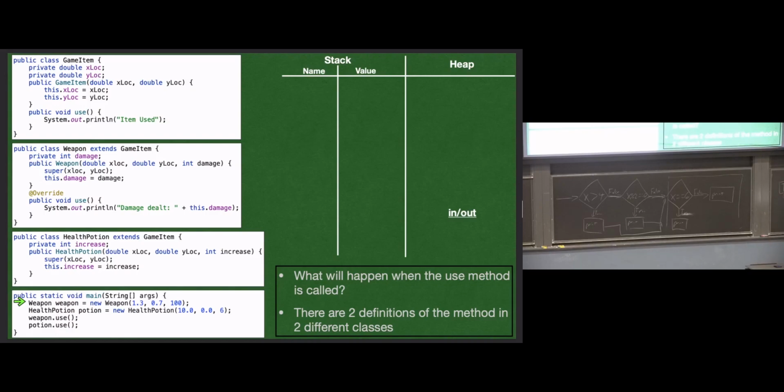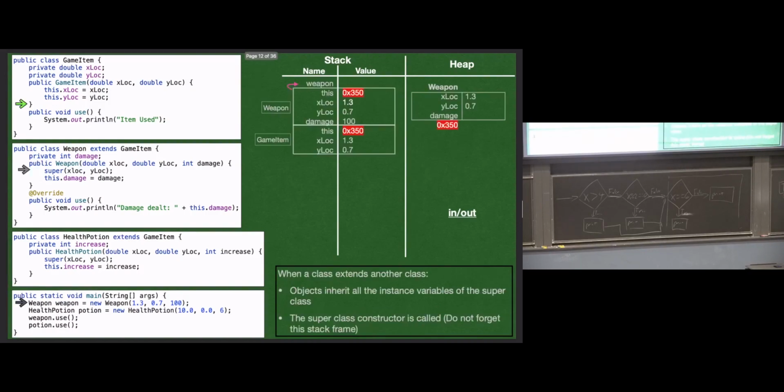Okay. So don't forget your super constructor call. I'm going to say that a lot this week. Don't forget your super constructor call. We create a new weapon. That's going to be a game item constructor call. Two constructor calls to create a single object. And that object will have all of the instance variables. State variables, I haven't called them that in years, but that's what I used to call them when the course was in Scala. All the instance variables from both classes are instance variables of the weapon object.